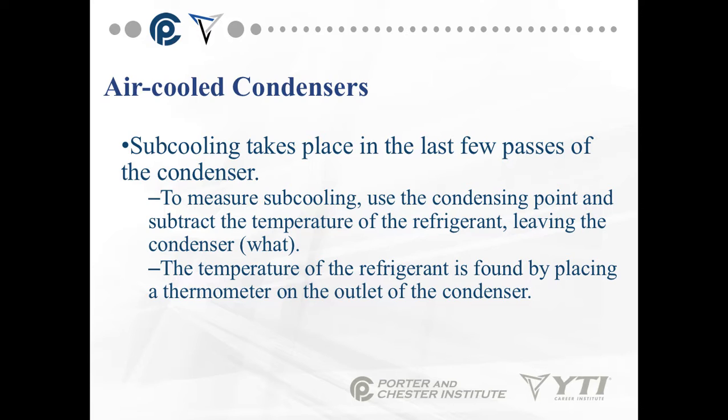Subcooling takes place in the last few passes of the condenser. To measure subcooling, use the condensing point, that's your high side gauge converted to temperature, and subtract the temperature of the refrigerant leaving the condenser. Okay, now, the temperature of the refrigerant leaving the condenser is measured by putting a clamp-on temperature probe or taping your temperature probe to the liquid line as it leaves the condenser. The temperature of the refrigerant is on the outlet of the condenser. Subtract the two.